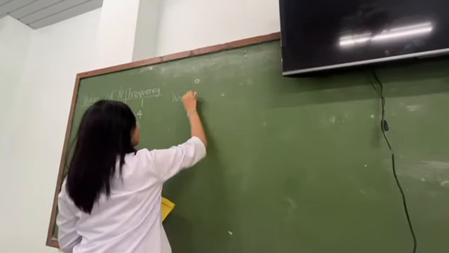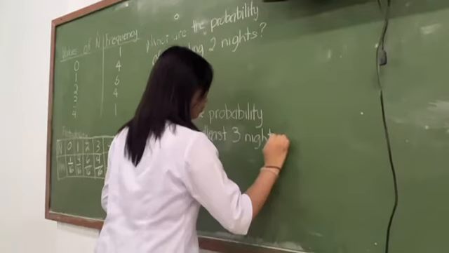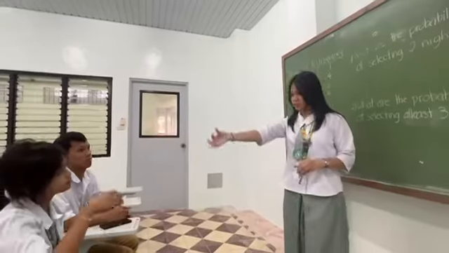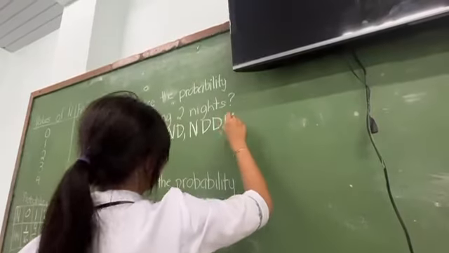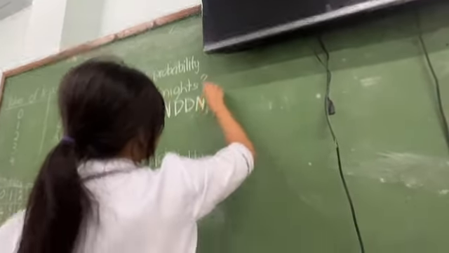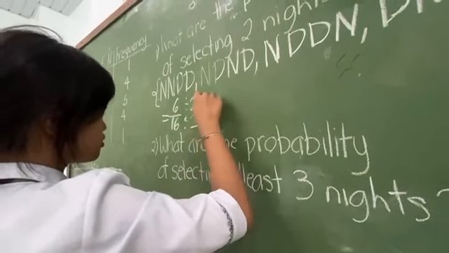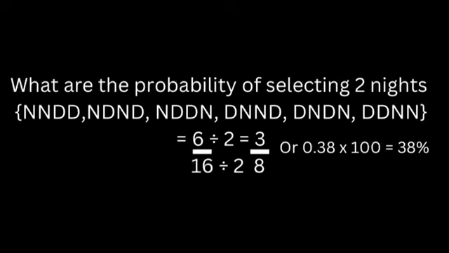The teacher then wrote 2 more questions to expand the students' knowledge about the topic. She then asked her students to take a chance to answer them. The first question is asking about the probability of selecting 2 nights. So we list down all the possible outcomes that have only 2 nights, which is equal to 6 over 16. Then we look for the common factor, which is 2. She then divided by 2, and the final answer is 3 over 8 or 0.38, and multiplied by 100 is 38%.